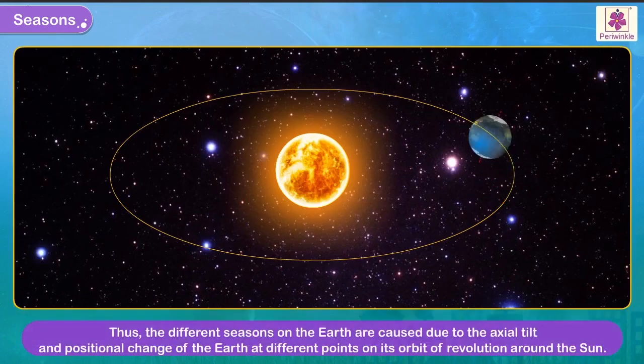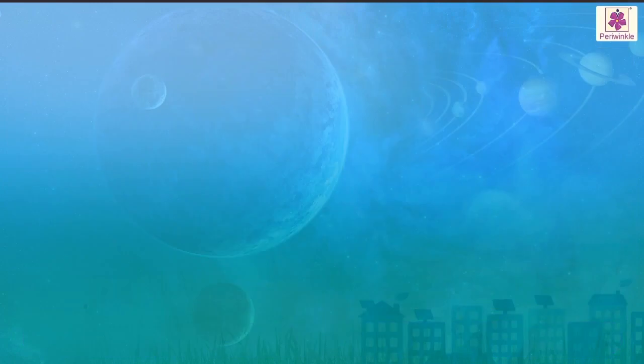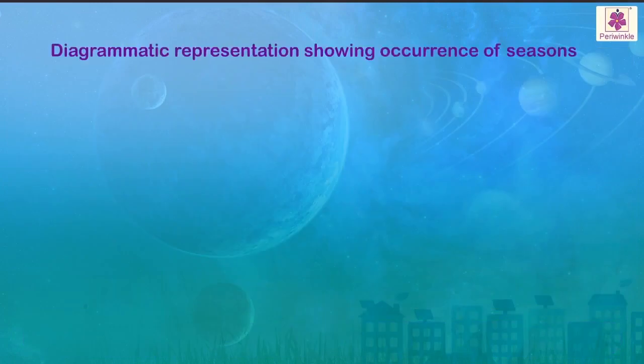Thus, the different seasons on the Earth are caused due to the axial tilt and positional change of the Earth at different points on its orbit of revolution around the Sun. Diagrammatic representation showing occurrence of seasons.